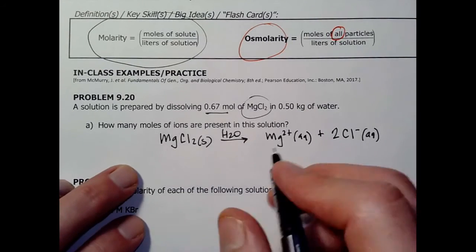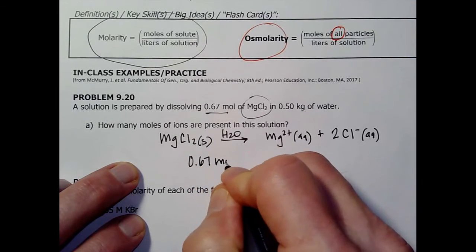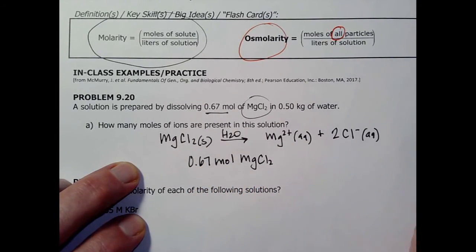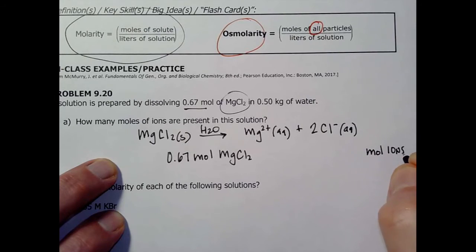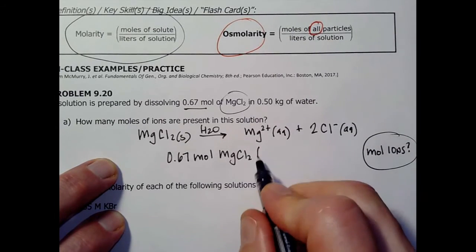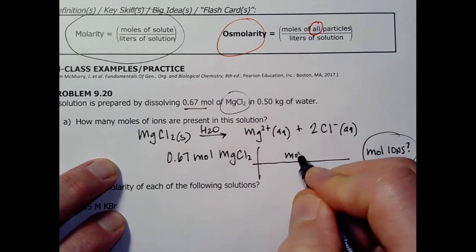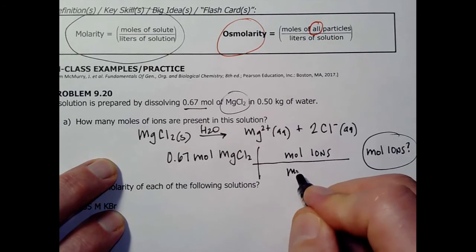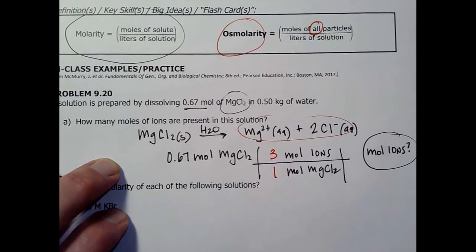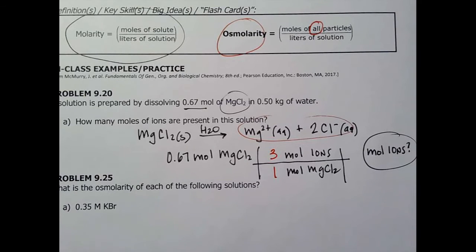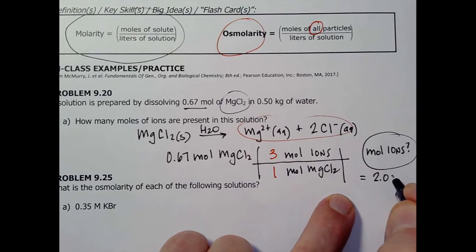So I might do this like this: 0.67 moles of magnesium chloride, and I want to get to total moles of ions. Moles of ions. That's what I'm trying to get to. I can say, okay, moles ions per mole MgCl2. Well, I'm getting 3 for 1. 3 for 1. Stop the video if that doesn't make sense. Think about that. That gives me 2.0 moles of ions total.